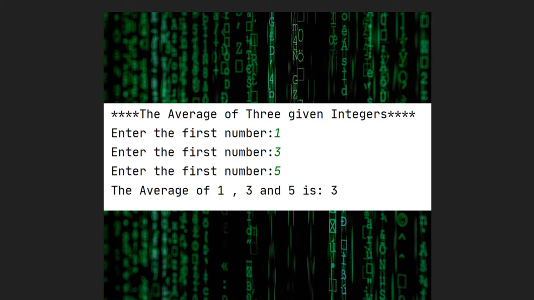In the second, third and fourth lines, as you can observe, I am asking for the three integers from the user. Deliberately I have made one mistake here so that you will get confused while doing the code. I have written "enter the first number" three times. I have not written enter the first number, second and third. I have written the "enter the first number" line three times.